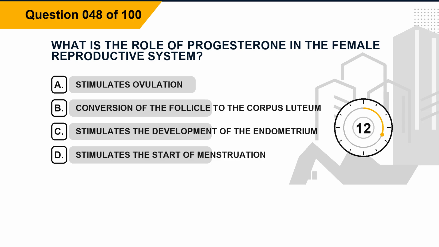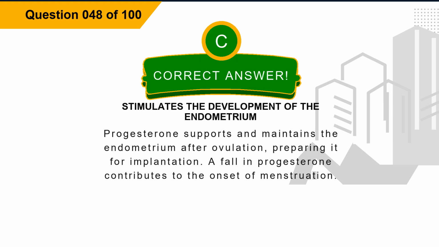Option A: stimulates ovulation. Option B: conversion of the follicle to the corpus luteum. Option C: stimulates the development of the endometrium. Option D: stimulates the start of menstruation. The correct answer is option C: stimulates the development of the endometrium. Explanation: progesterone supports and maintains the endometrium after ovulation, preparing it for implantation. A fall in progesterone contributes to the onset of menstruation.